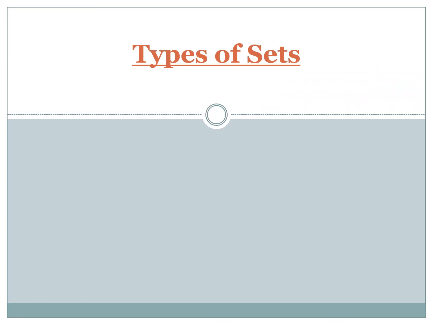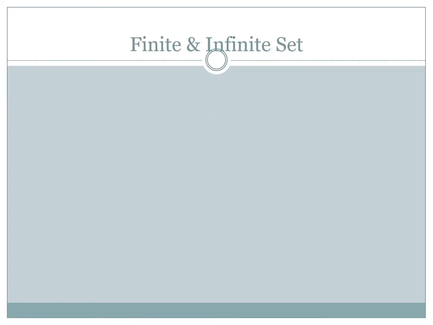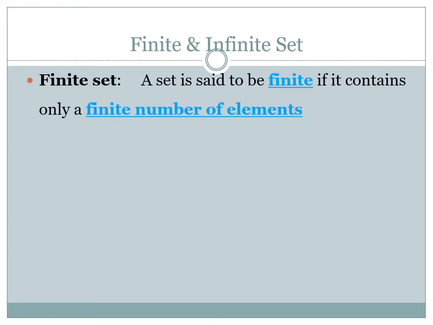Next is types. First, let us see what is a finite and infinite set. A set is said to be finite if it contains only a finite number of elements. For example, A equal to the set {a, b, c}. This is a finite set because it contains only 3 elements.